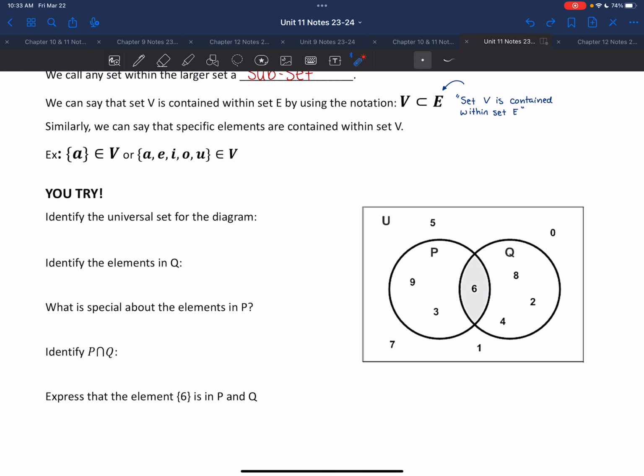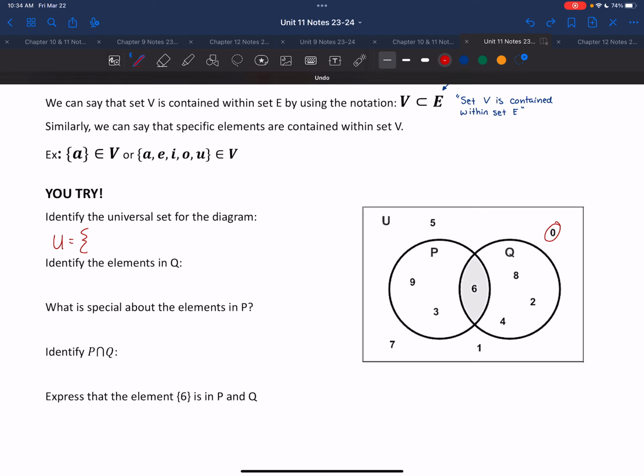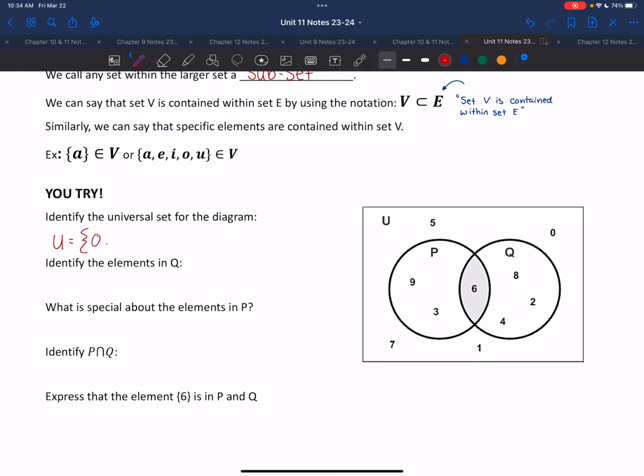For example, it says identify the universal set for the diagram. So we've got the universal set, this box right here, and it wants us to list all the elements within that set. So U, bracket, contains, and if you look, each one of these numbers is an element. All 10 of them. So we've got numbers 0, 1, 2, 3, 4, 5, 6, 7, 8, and 9.